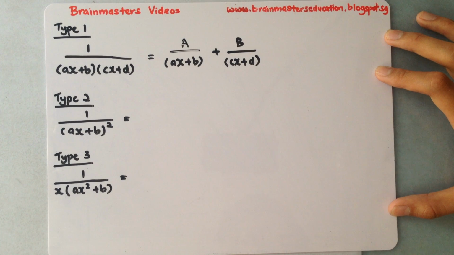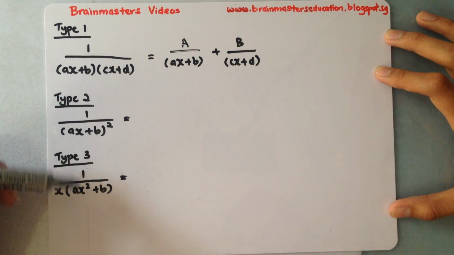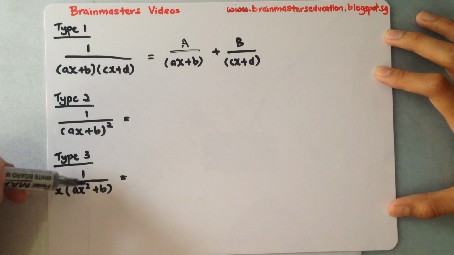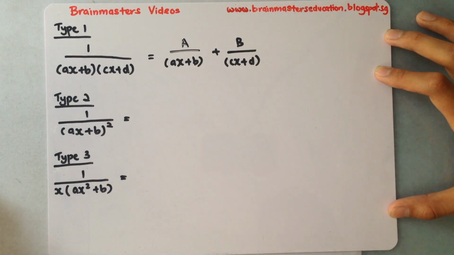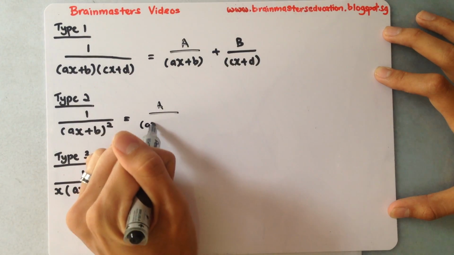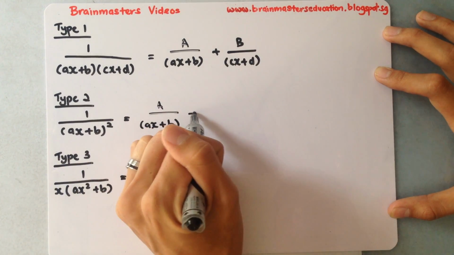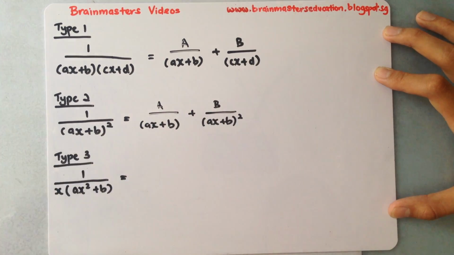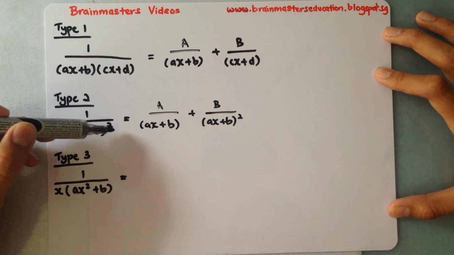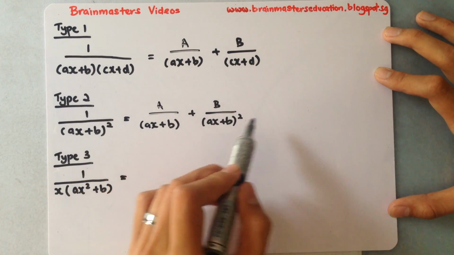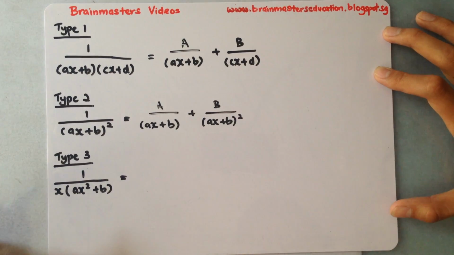Next, let's move on to type 2 and type 3. Both of them have a power, but in one the power 2 is outside the bracket, and in the other the power 2 is inside the bracket. So they will be written in very different forms. For the one with the square outside the bracket, you write A over ax plus b, plus B over ax plus b squared. If it continues to the cube, you continue with C over ax plus b cubed. If it's 4, just keep continuing; you will see the power gradually increases. That's type 2.